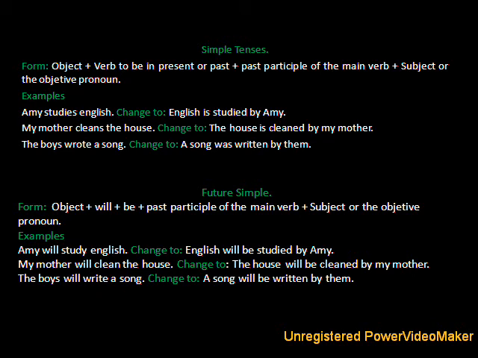In future simple we say object plus will be plus past participle of the main verb and the subject or the objective pronoun. Like in the examples, we say Amy will study English changes to English will be studied by Amy. Or my mother will clean the house changes to the house will be cleaned by my mother. And the boys will write a song changes to a song will be written by them.